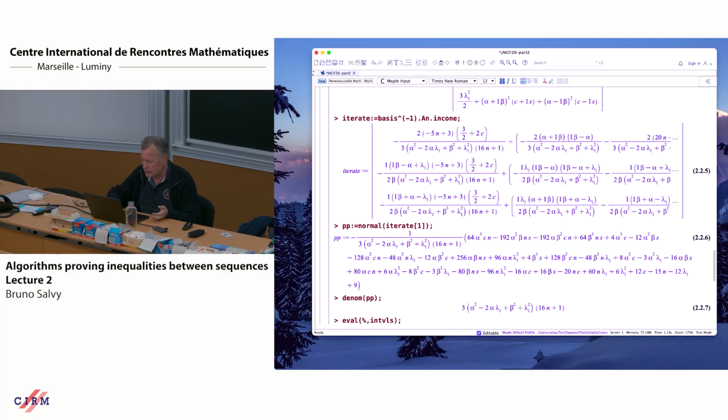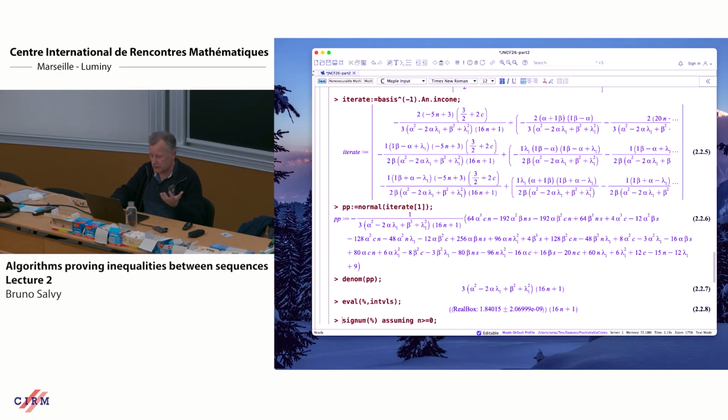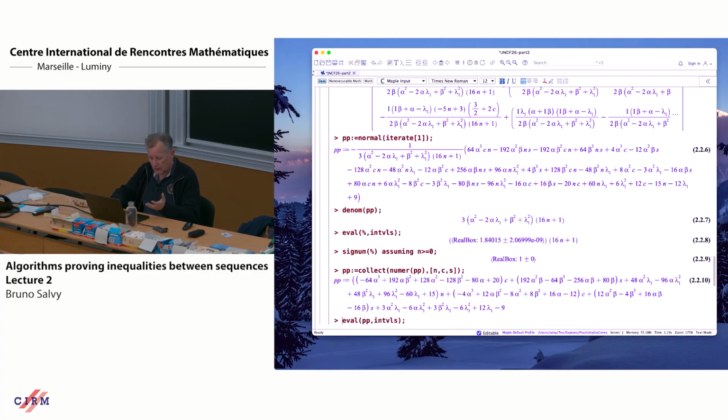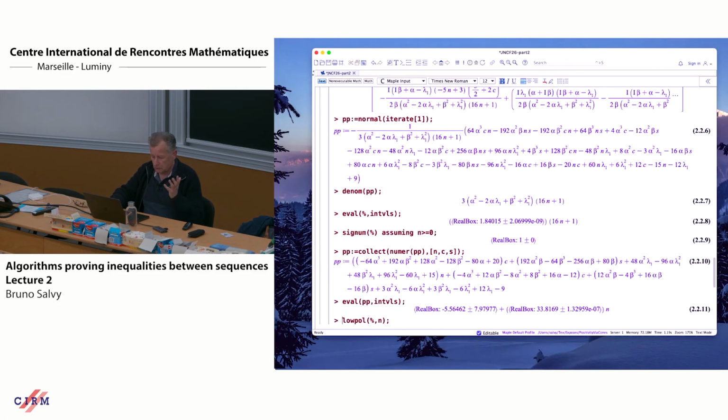So the denominator is almost obviously positive, but it will be clearer with interval analysis. It's something like 1.8 times 16^n plus 1, so it's positive. And its sign is 1. So we now focus on the numerator. Same thing. I take intervals. And then I want to explain what I'm doing here.